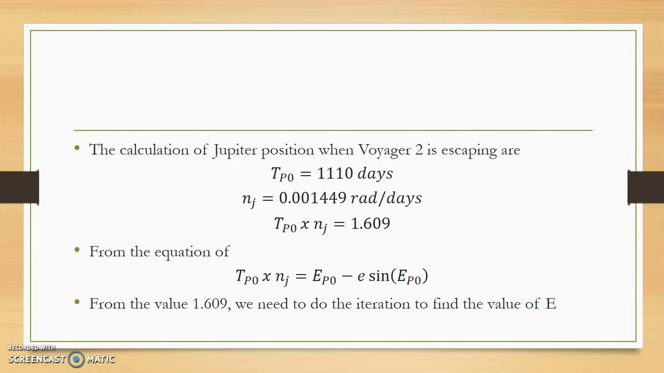Next, the calculation of Jupiter's position when Voyager 2 is escaping from its initial parking orbit around Earth. The TPO equals 1110 days, and Ng equals 0.001449 radian per day. Thus we can calculate TPO times Ng equals 1.609. So from the equation TPO times Ng equals EPO mean minus eccentricity times sin EPO, from the value of 1.609, we need to do the iteration to find the value of E.